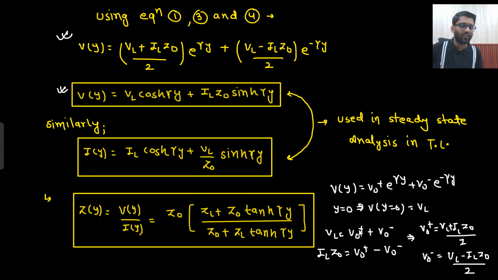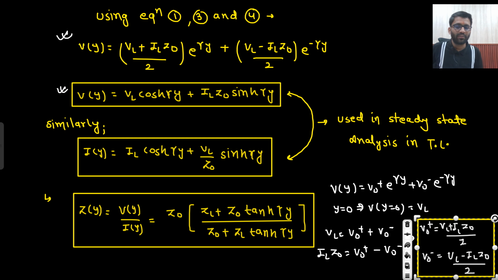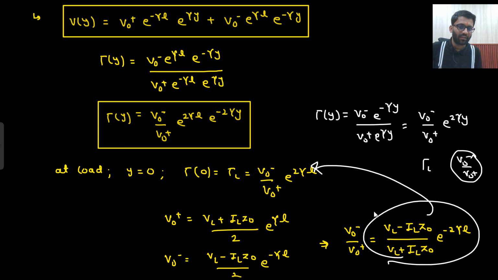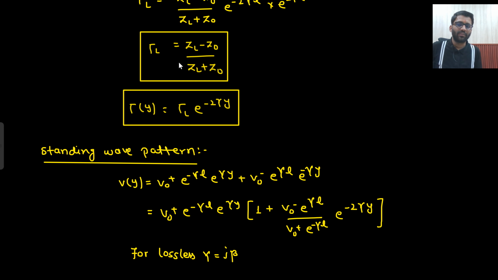In our case, what was our V0 plus and V0 minus? This was our V0 plus and V0 minus. In our case, there was no term of e to the power gamma L, whether plus gamma L or minus gamma L. I did not even introduce it, because that would create needless confusion. Now here, this is the ratio of V0 minus divided by V0 plus. And once you put this expression here, your gamma L is equal to ZL minus Z0 upon ZL plus Z0.